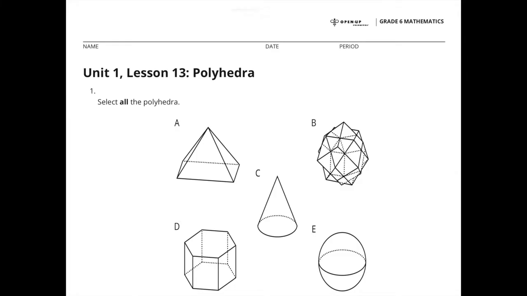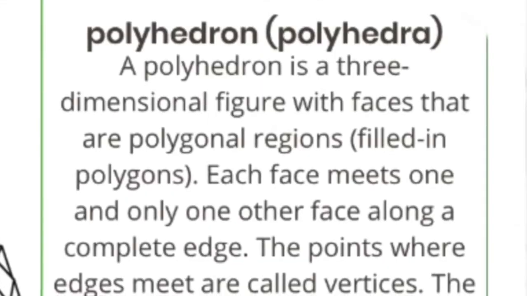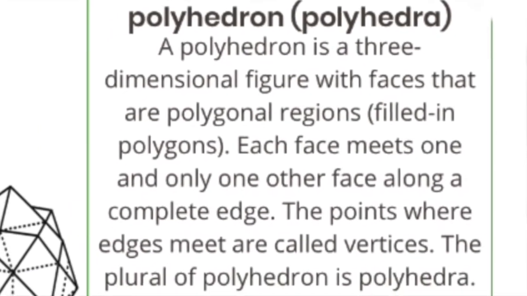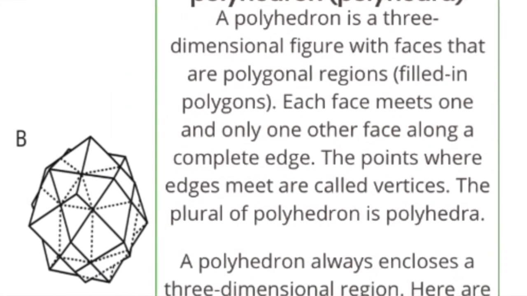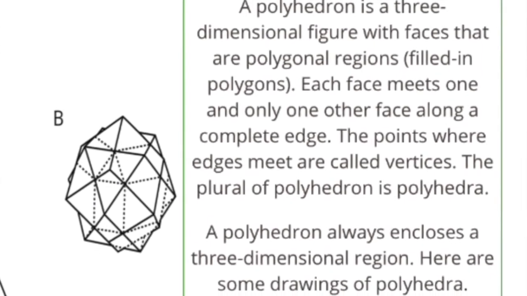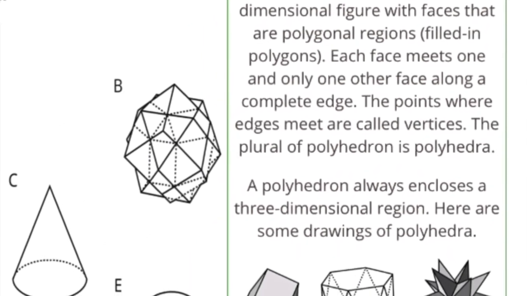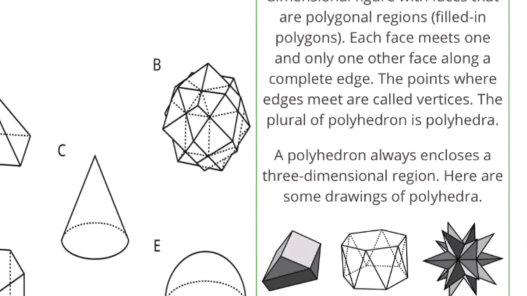Sixth grade, Unit 1, Lesson 13, Polyhedra. Number 1. Select all the polyhedra. Singular is polyhedron, plural is polyhedra. A polyhedron is a three-dimensional figure with faces that are polygonal regions, which are filled in polygons. Each face meets one and only one other face along a complete edge. The points where edges meet are called vertices.